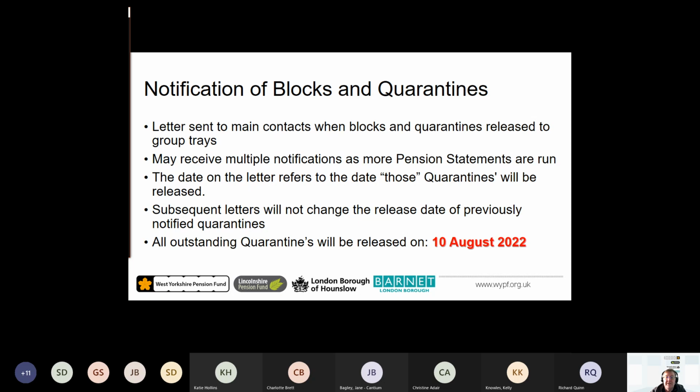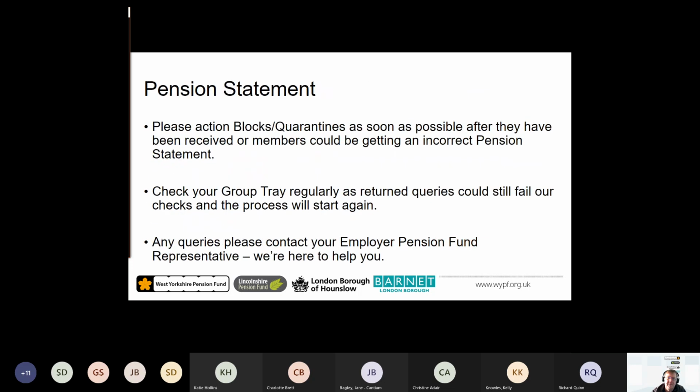And if you haven't responded, your members are potentially going to be getting incorrect pension statements, which will raise queries and potentially upset the member, depending on just what's wrong with it, which is something that we all want to avoid. So please action the block and quarantines as soon as possible after they have been received. Our members could be getting incorrect pension statements. Check your group query regularly, as return queries could still fail our checks and the process will start again.